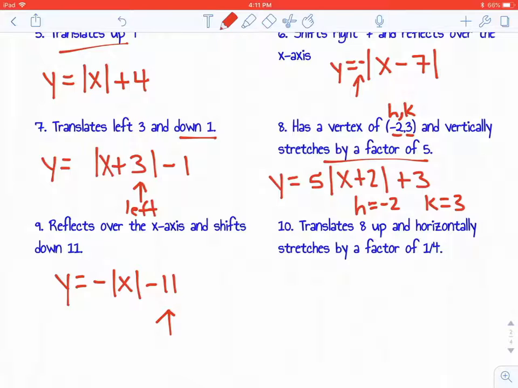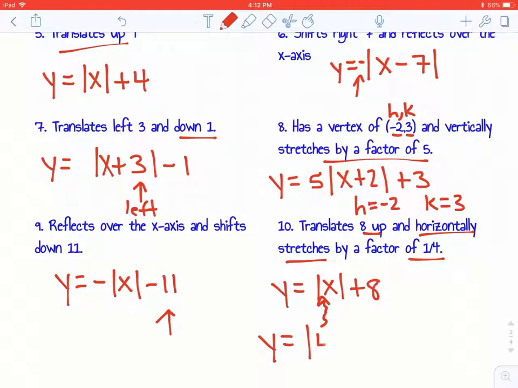And number 10 says translates 8 up and horizontally stretches by a factor of 1/4. So that part, we haven't seen any of those yet, but 8 up. That one's pretty simple. Up 8 just looks like that. But then this horizontal stretch needs to go right there. So let's write it with that number. If it stretches, that means it's a number greater than 1. So that's just 4x is what we need to put right there for that.